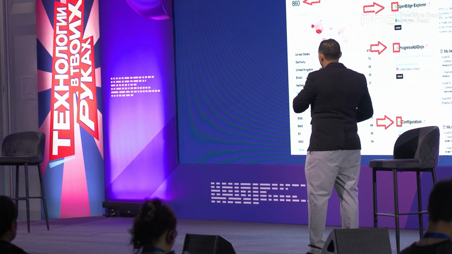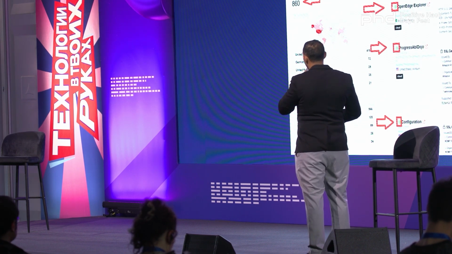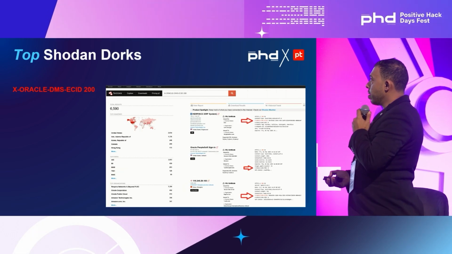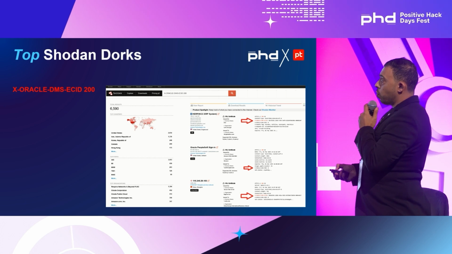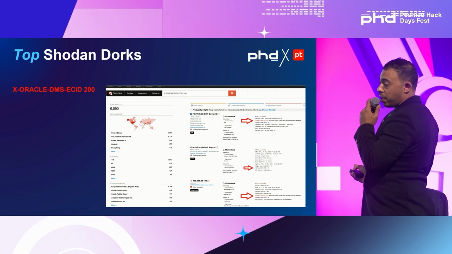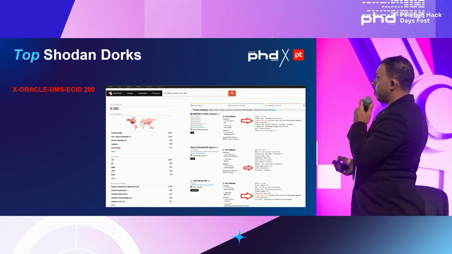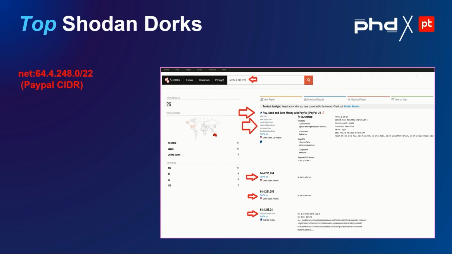For the favicon hash, we can discover the favicon hash by pressing here and then using the dork with the favicon hash added. Here, when we're looking for a specific header, it's also very helpful for zero-day testing.